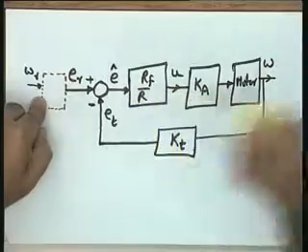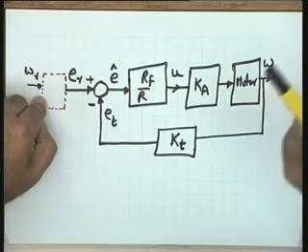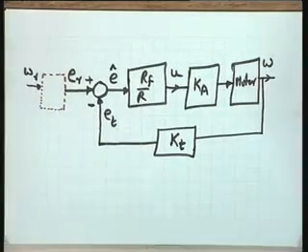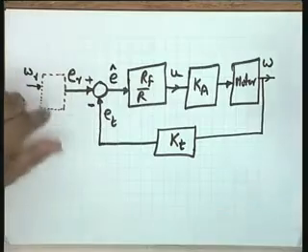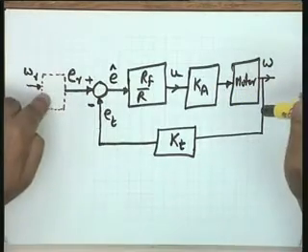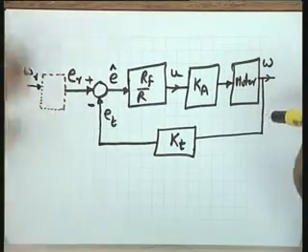This E is a voltage signal, it is not a speed signal. The unit is not radian per second, the unit is volts, but this volts will be proportional to the error in speed if and only if this block has got Kt, and this is in your hand.